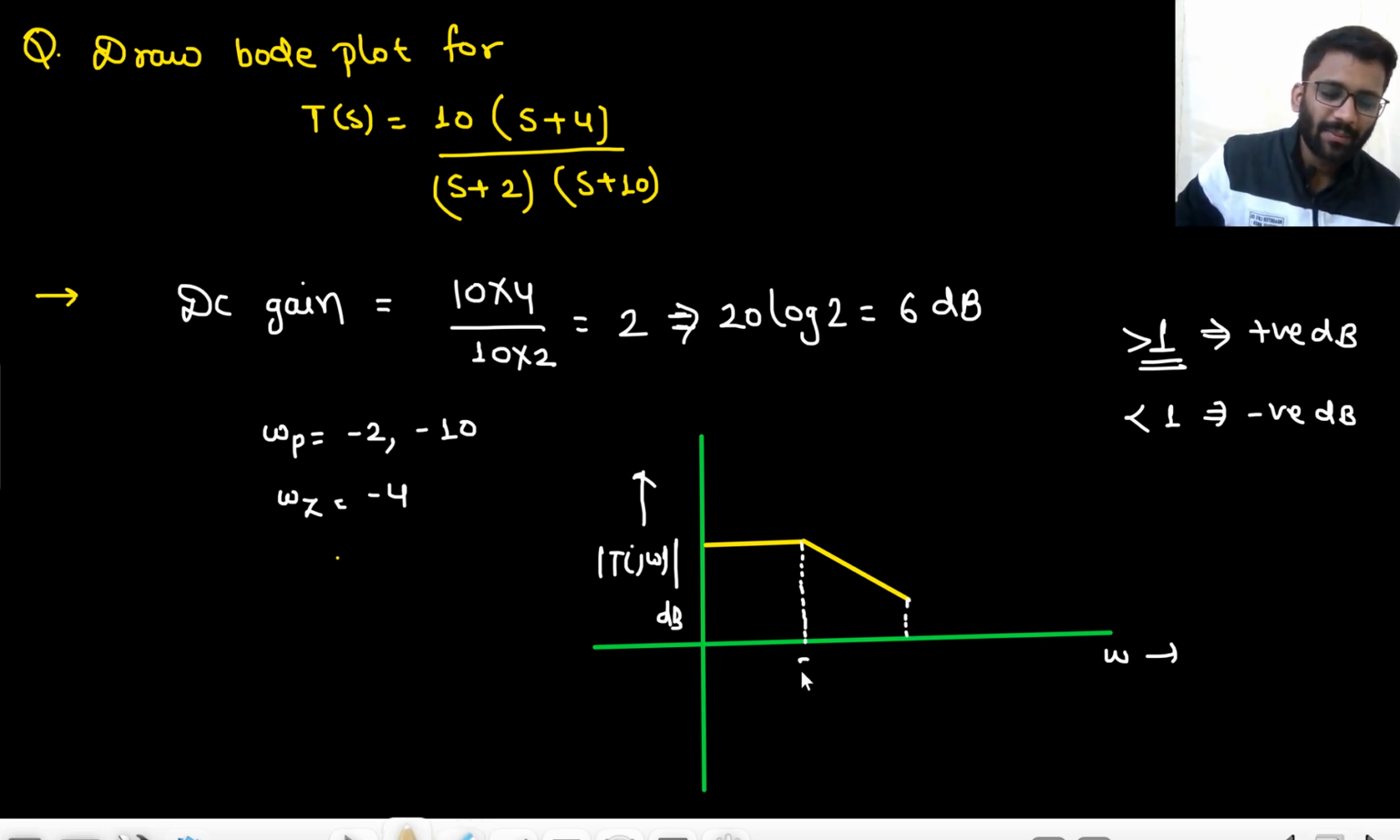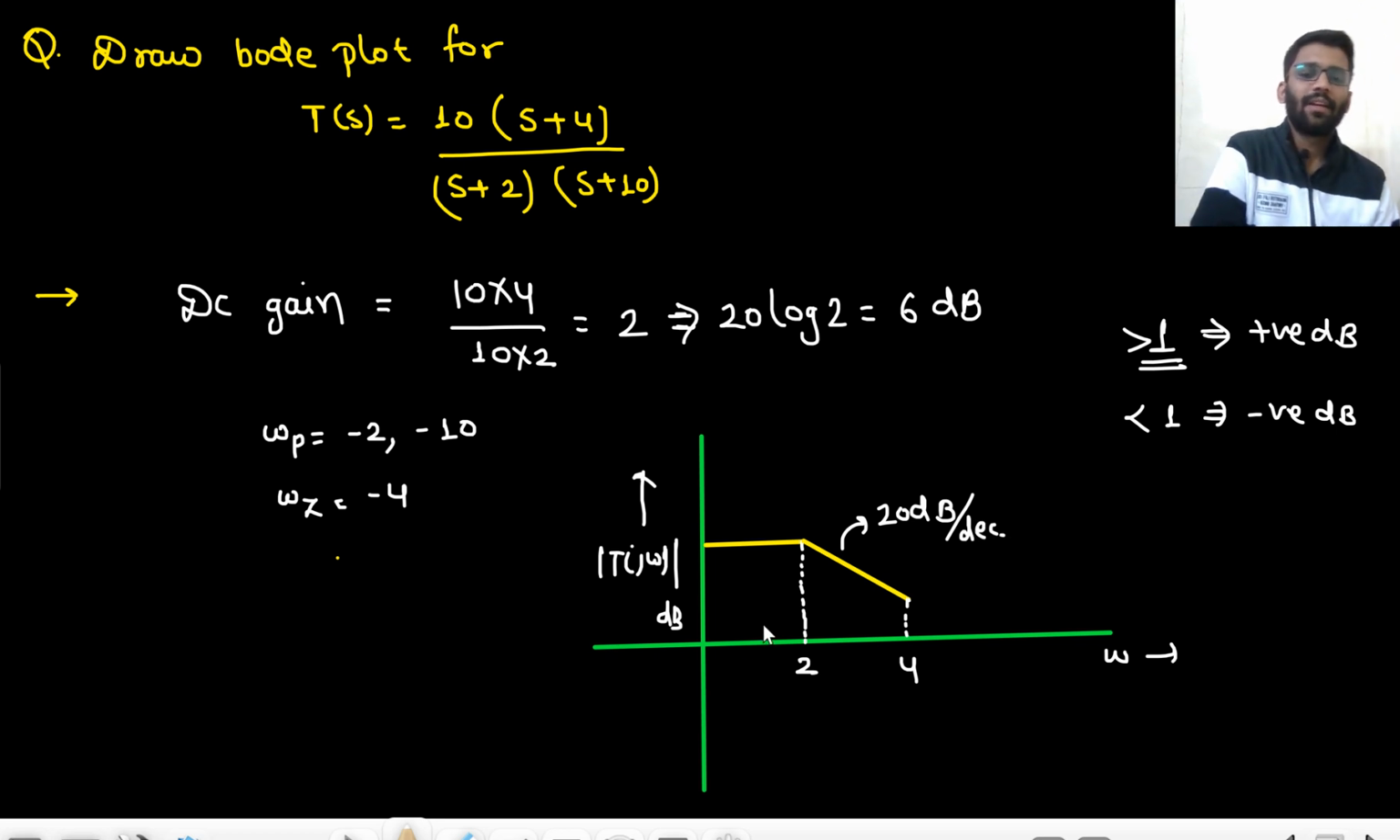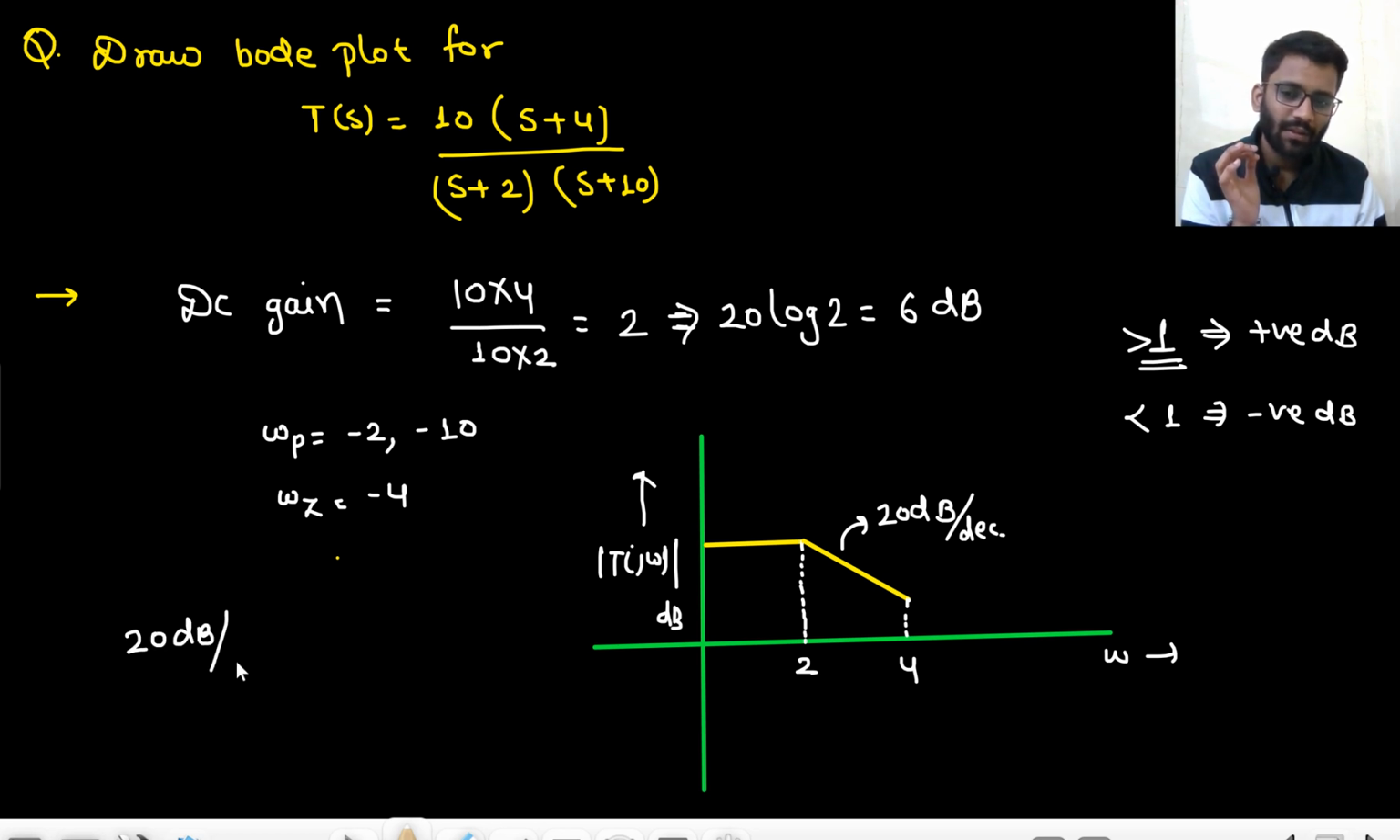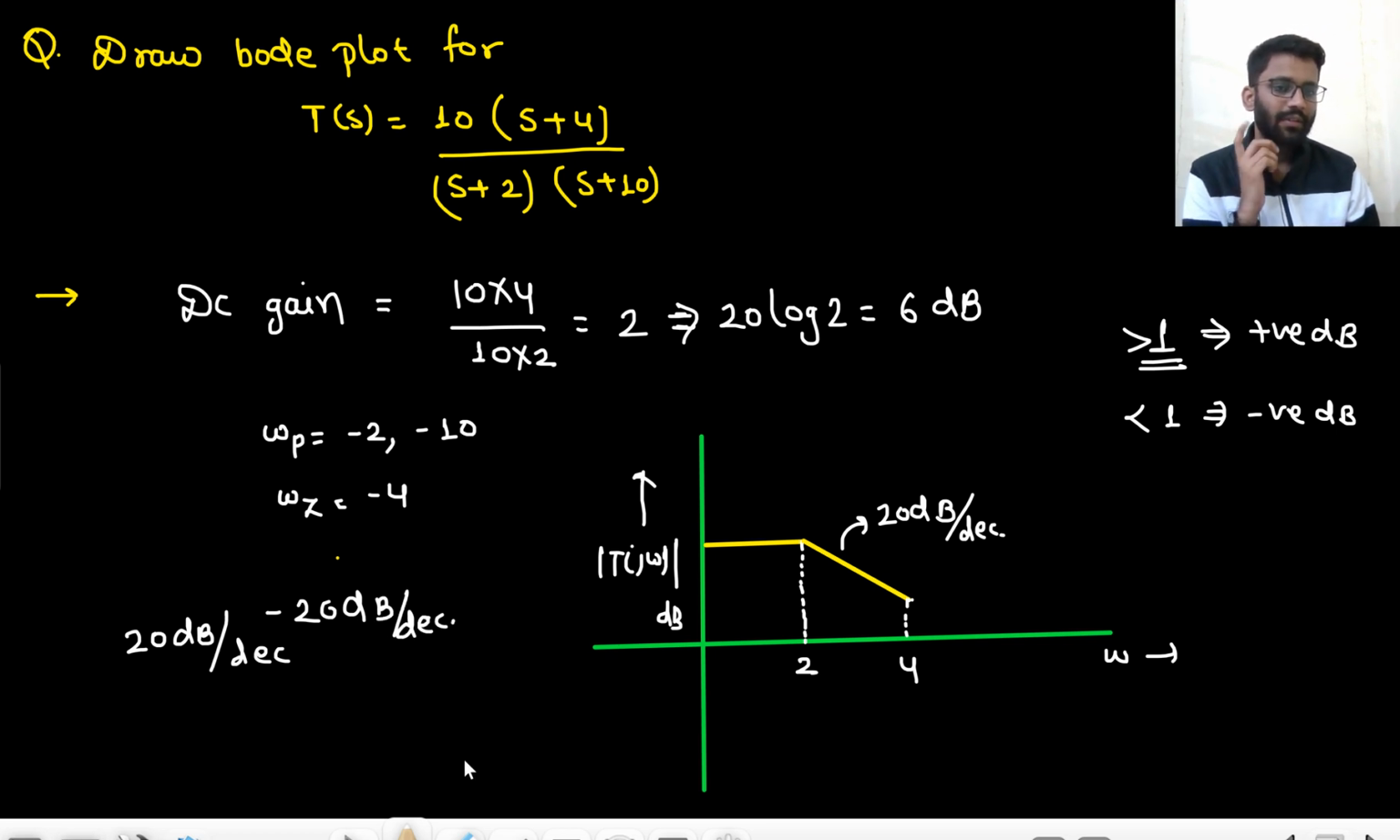Now what is happening at 4? Here you have plus 20 dB per decade. Now tell me what is happening at 4? You have a pole. So tell me what will be the slope at 4? Initially you have a plus 20 dB per decade slope, right? Now at a pole, you will have a slope of minus 20 dB per decade. So your total slope will be 0. Did you get this point?